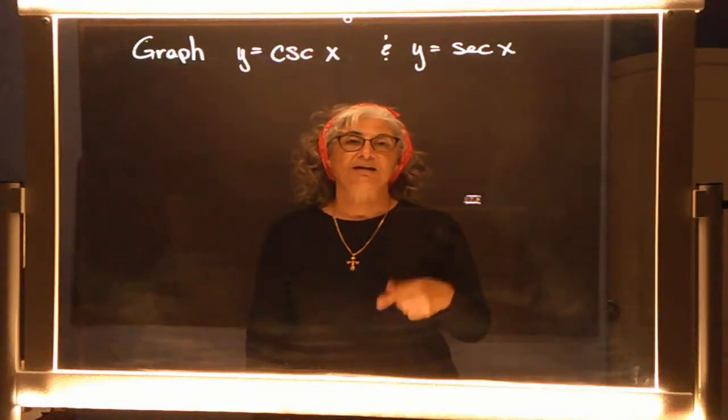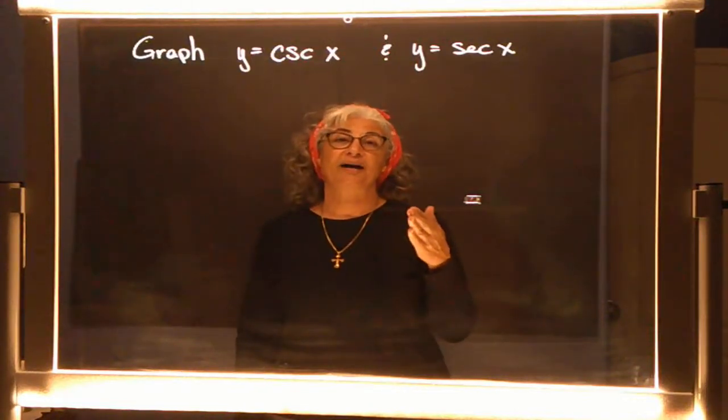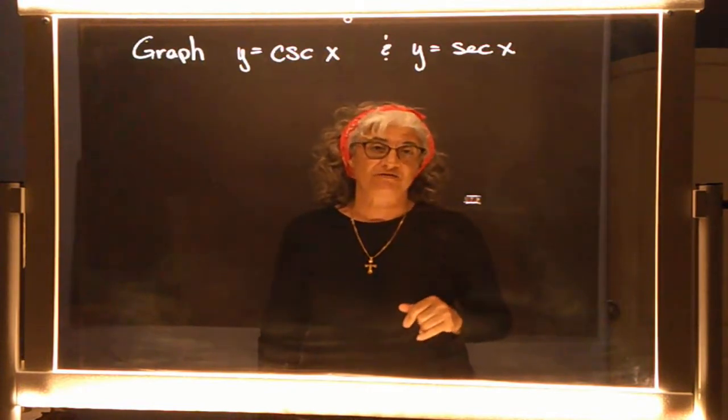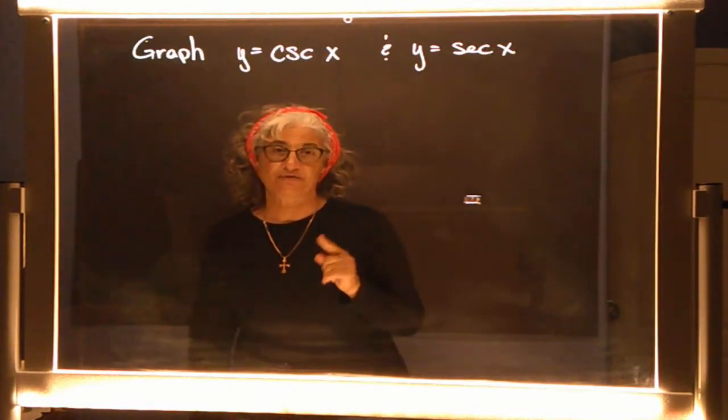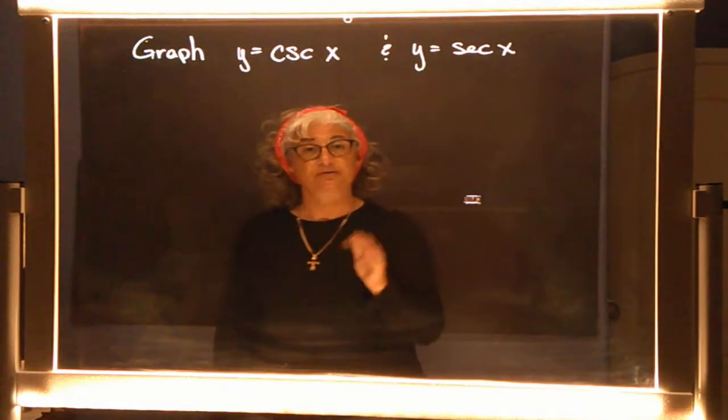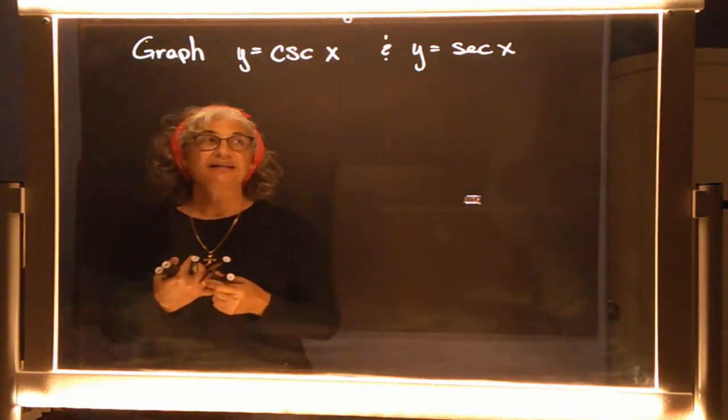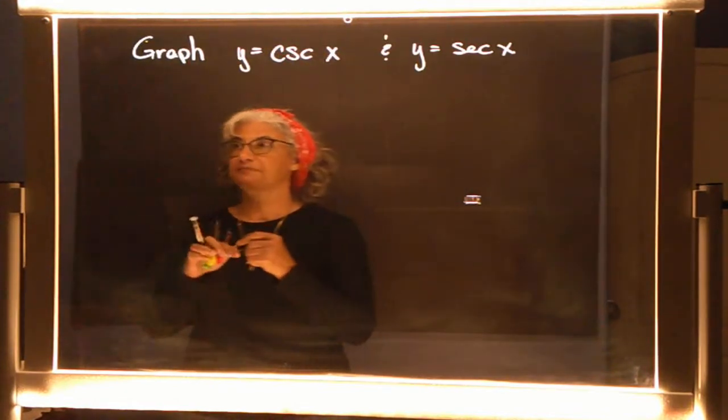Okay, so let's scoot on. Let's talk about graphing the cosecant and secant functions. So let's look at their parent graphs first, and then the domain and range for each one, okay? So let's talk about cosecant.